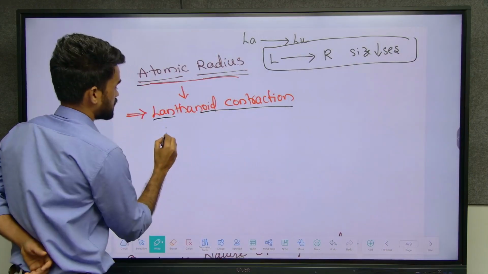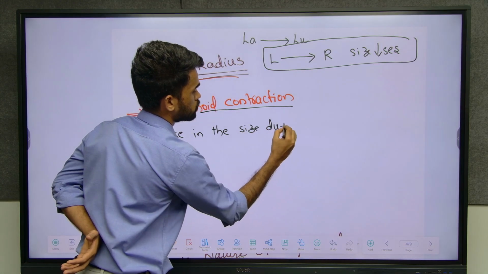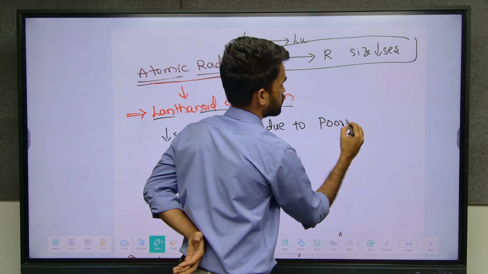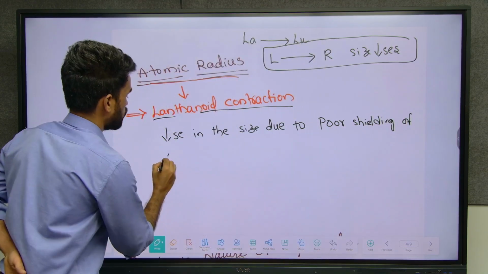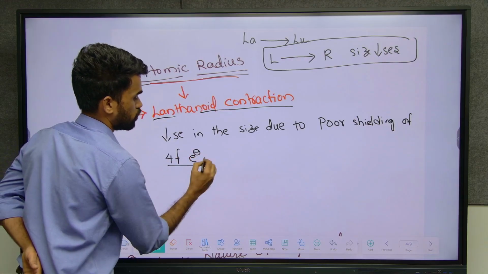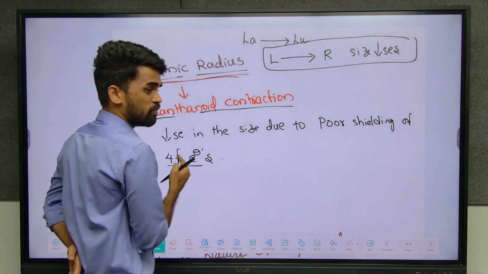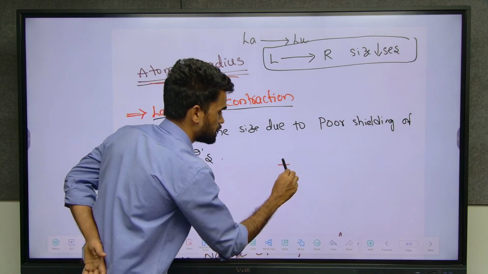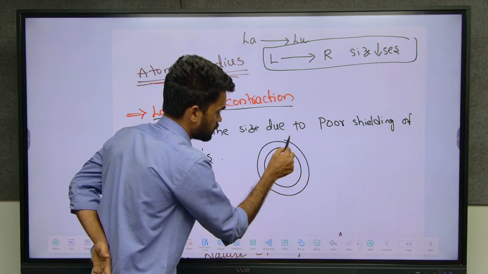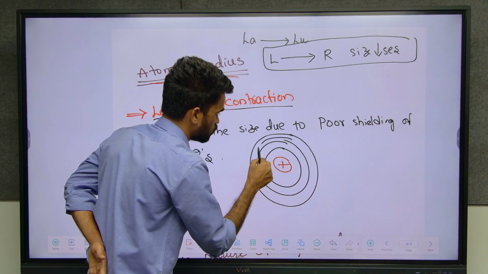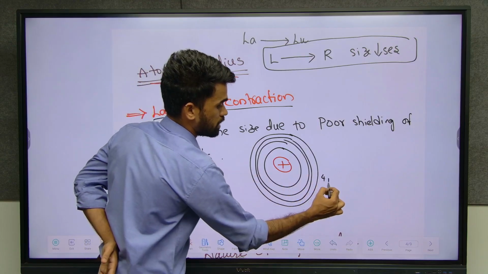So what do we mean by lanthanide contraction? The decrease in the size due to poor shielding of 4f electrons. What does it mean? Say for example, this is the nucleus of an atom. So this is the first orbit, second, third. Let us say here we have a fourth. I mean, consider these 4 orbitals. So now 4f means definitely f electrons are here.